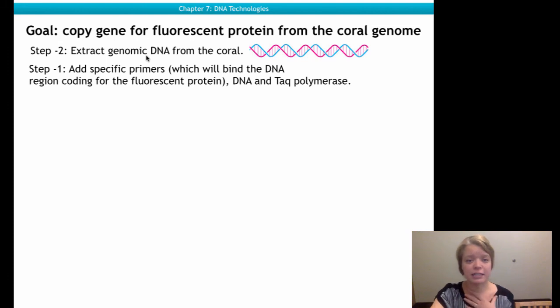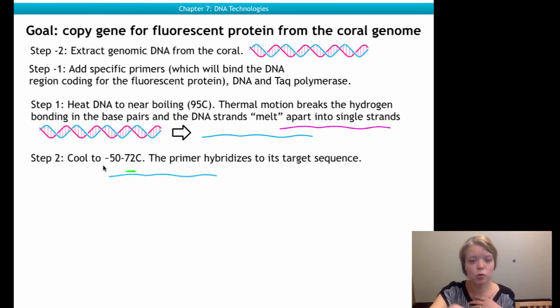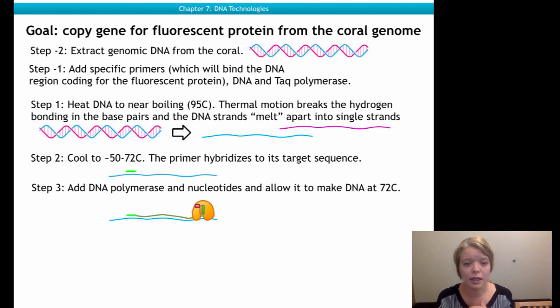First we extracted DNA from our coral, and we figured out what the specific primers are that will bind the DNA region that codes for the fluorescent protein, and we added the specific primers, the DNA template, the genomic DNA, and the Taq polymerase. And again, now we're going to heat to melt the DNA helix of the template. We will cool the reaction to just enough for the specific primers to hybridize to the target sequence. And then we will warm up the DNA polymerase to allow it to extend at 72.